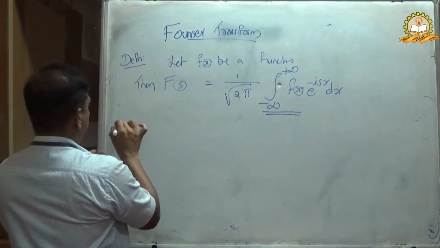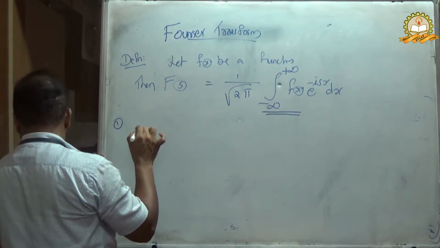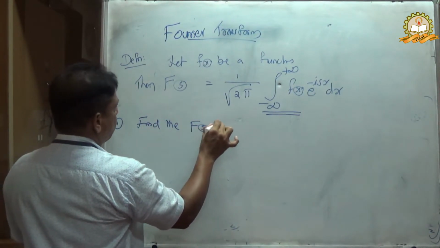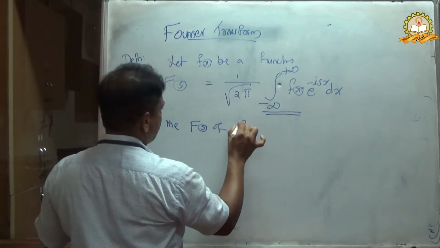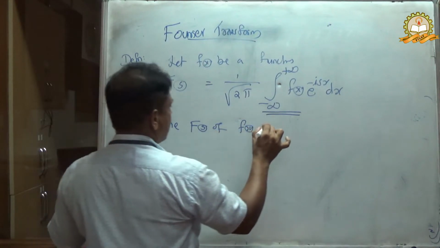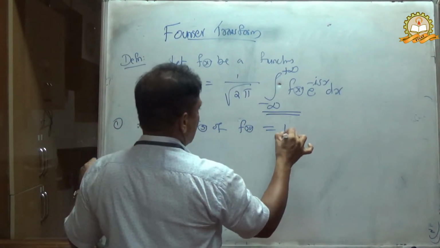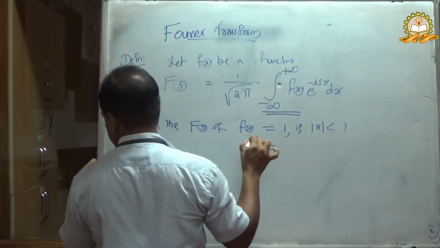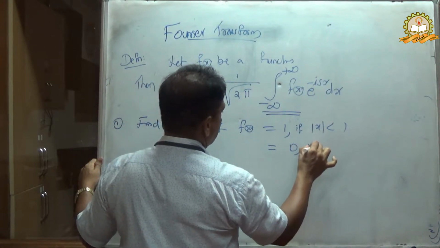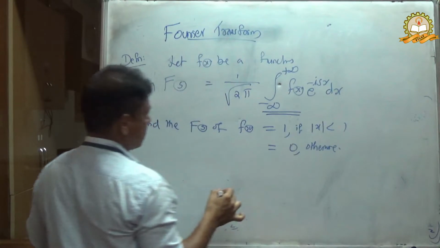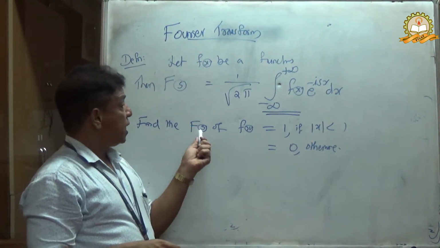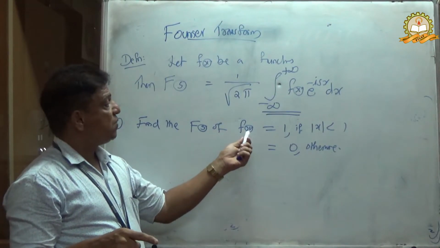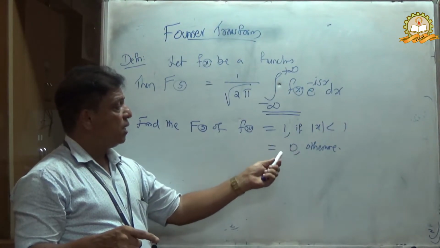We can do one problem. Find the Fourier transform of f of x is equal to 1 if mod x less than 1, equal to 0 otherwise. Here we have to find out the Fourier transform. Fourier transform is represented by F of s. The function is given as f of x equal to 1, mod x less than 1, and 0 otherwise.